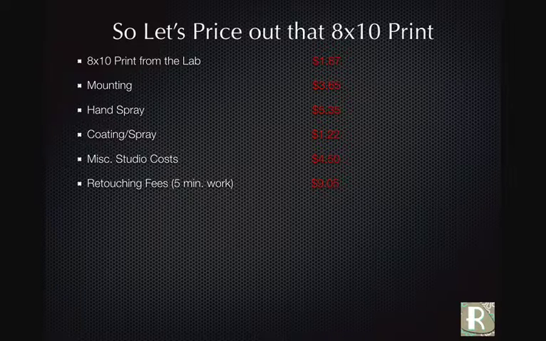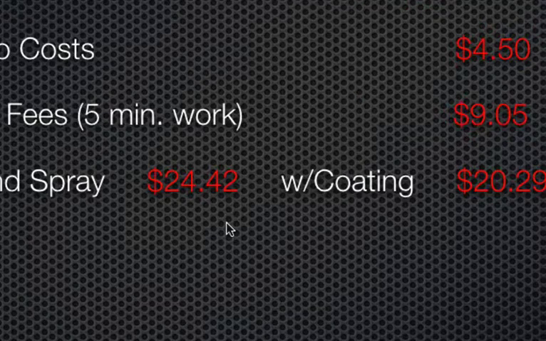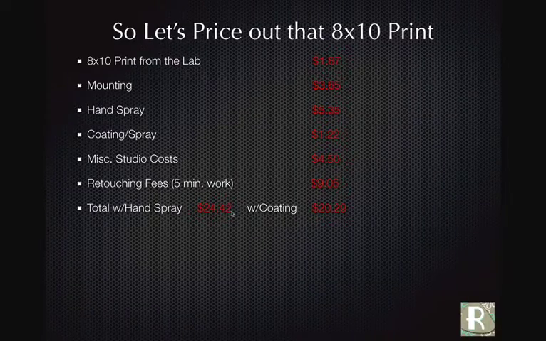So we're going to add all of these costs up. If we're doing hand spray, the cost of that 8x10 is $24.42. If we're doing coating, the cost is $20.29. So just by taking those two specific items right here, we know that, again, it's $24.42 or $20.29, depending on if it's hand spray or coated.